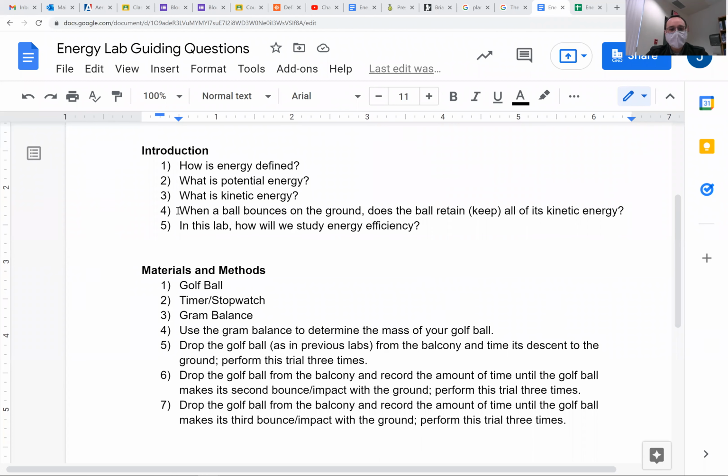One of the things we'll be turning in today is an updated introduction section. So we've got two new questions right here. When a ball bounces on the ground, does the ball retain, that means keep, all of its kinetic energy? Well, we'll find out. And in this lab, how will we study energy efficiency? Let's start talking about those two questions.